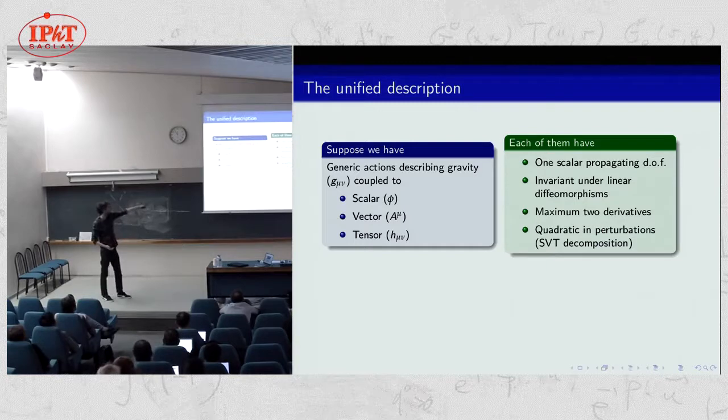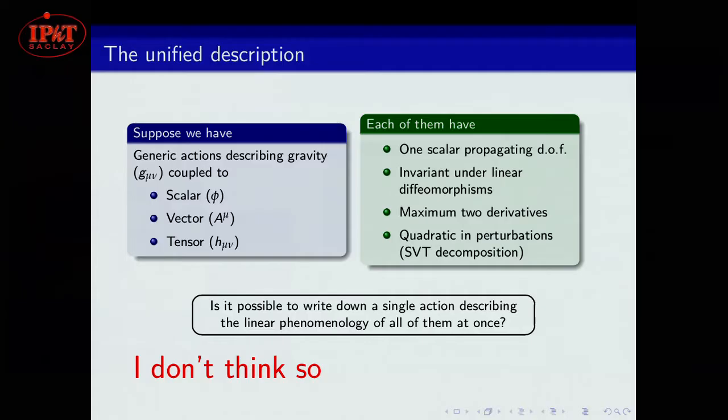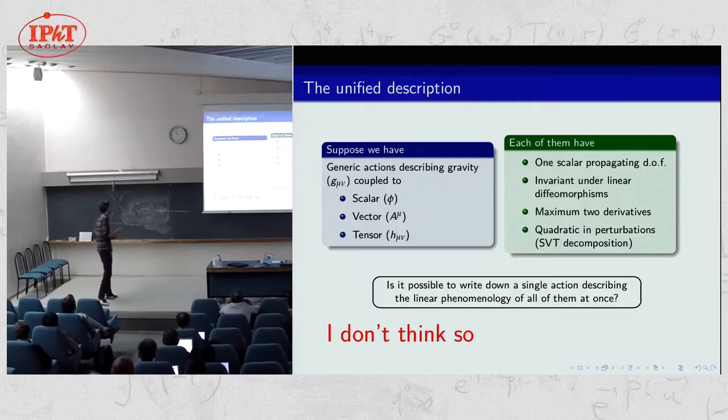So if all of these three kinds of actions share the same properties, can they be unified? Which means, is it possible to write down a single action describing the linear phenomenology of all of them at once? You're expecting yes as an answer, but I don't think so. I think it's not possible. But this is not the end of the story, and I would like to describe the method you can use to construct these actions and why it is difficult.